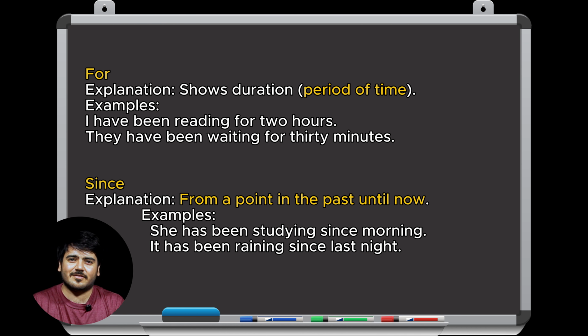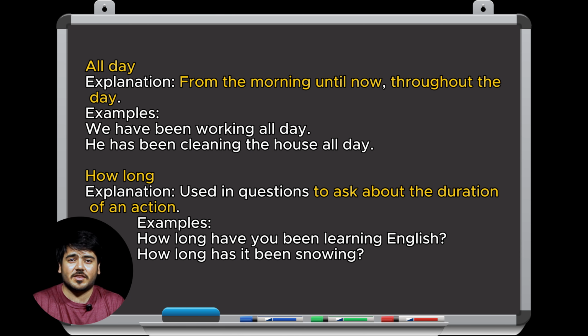Number 2, since. From a point in the past until now. Examples: she has been studying since morning. It has been raining since last night. Number 3, all day. From the morning until now, throughout the day. Examples: we have been working all day. He has been cleaning the house all day.